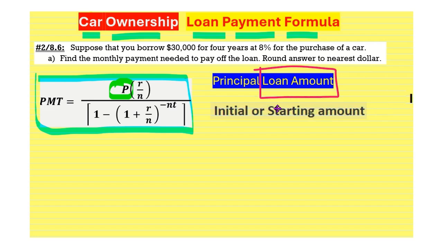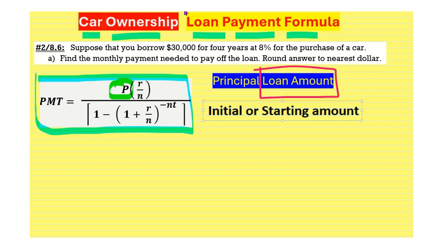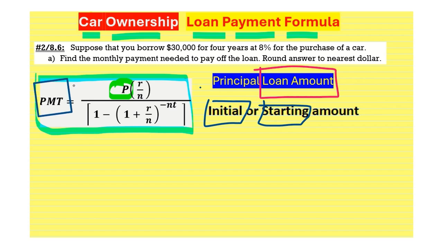So the word principal always tends to lean toward initial or the starting amount. So this is the starting amount of our loan for the car. I just want to make sure that that was really clear. We are finding the payment, but this P does not stand for the payment. It stands for the principal or starting loan amount. So I just wanted to get that really clear up front.